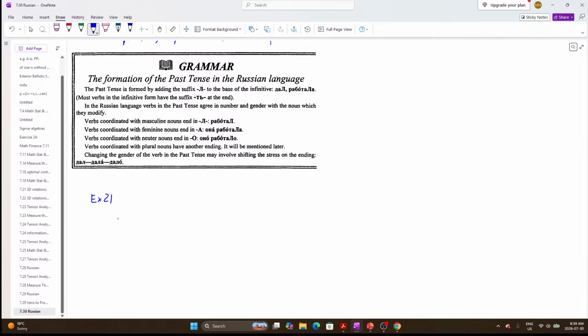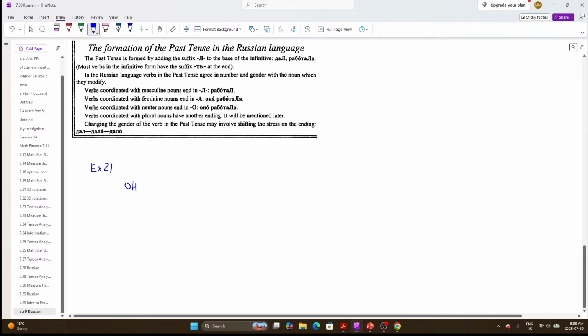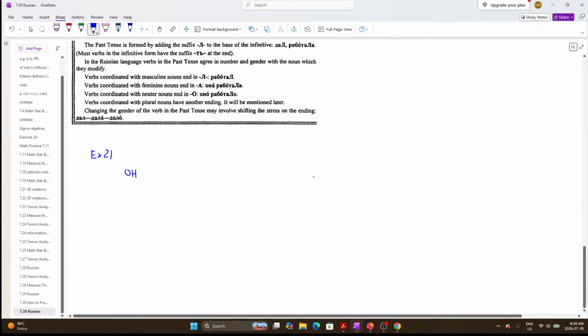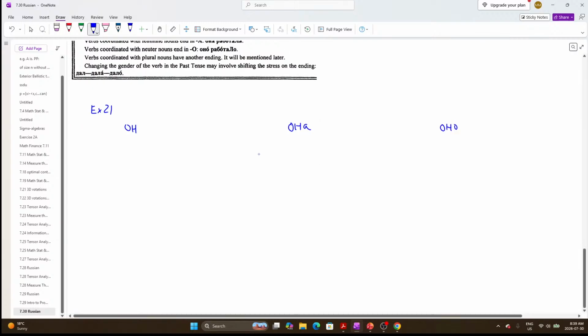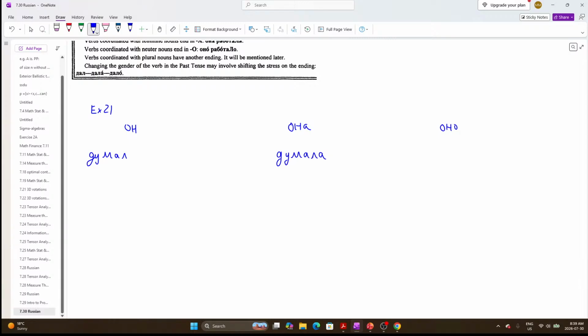Okay, so we have all these nouns. This is the masculine version on, она, оно. Думал, think. Думал, think. Она would be думала. And оно would be думало. Or ending.